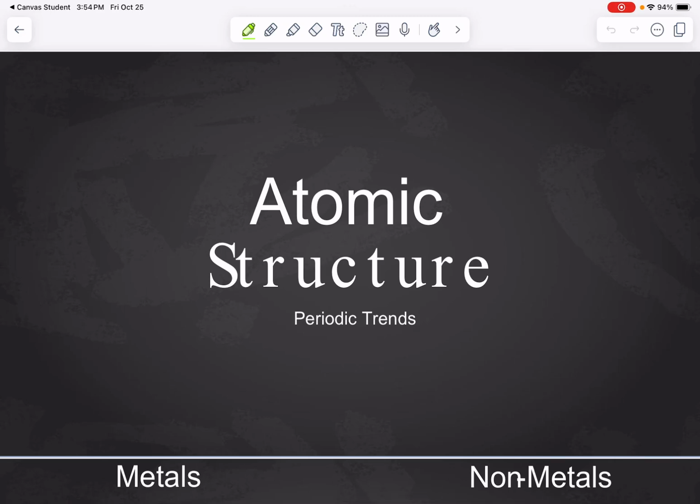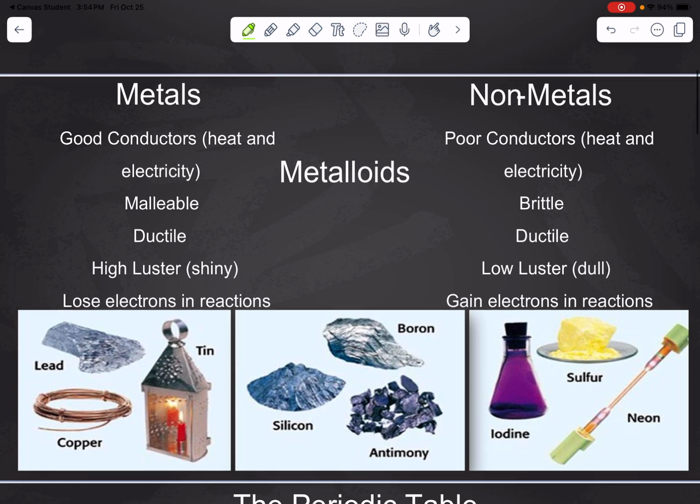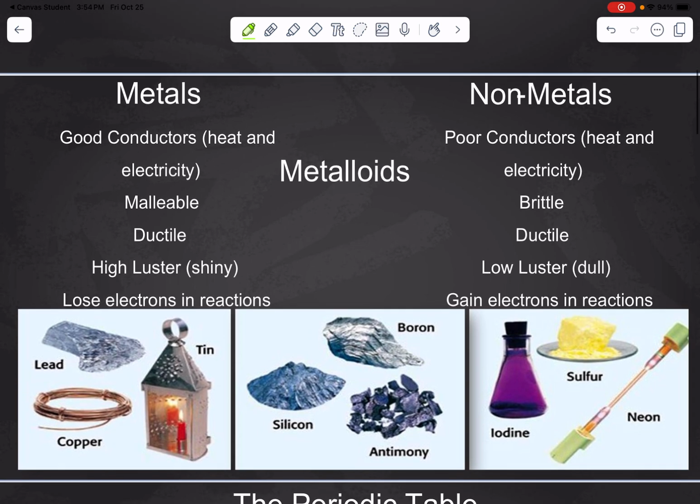Okay, so in this set of notes, we're going to talk about atomic structure, and more specifically, we're going to talk about periodic trends. So you did some graphing, and now we're going to look at how that relates to the whole periodic table.